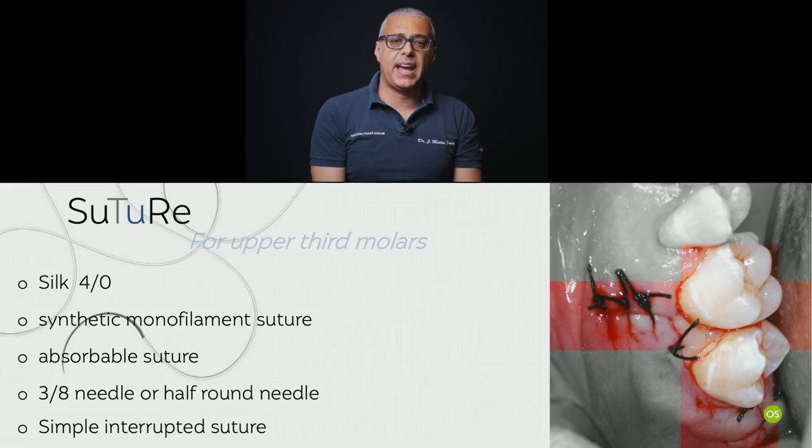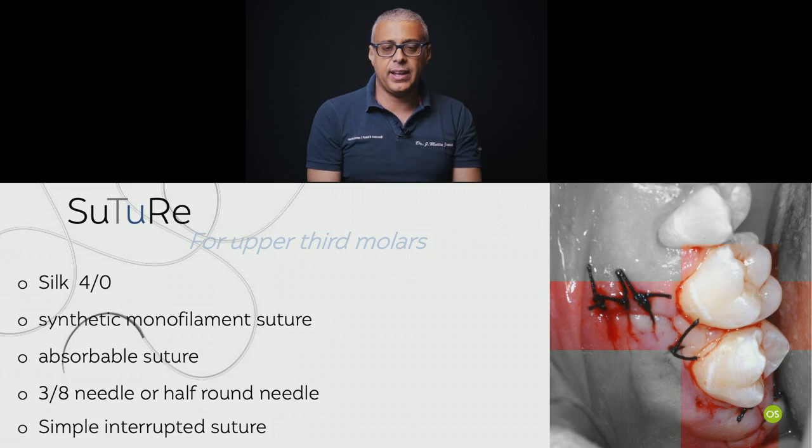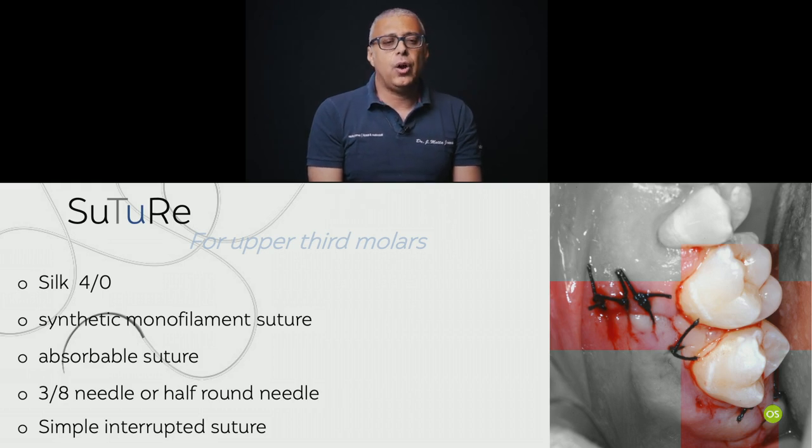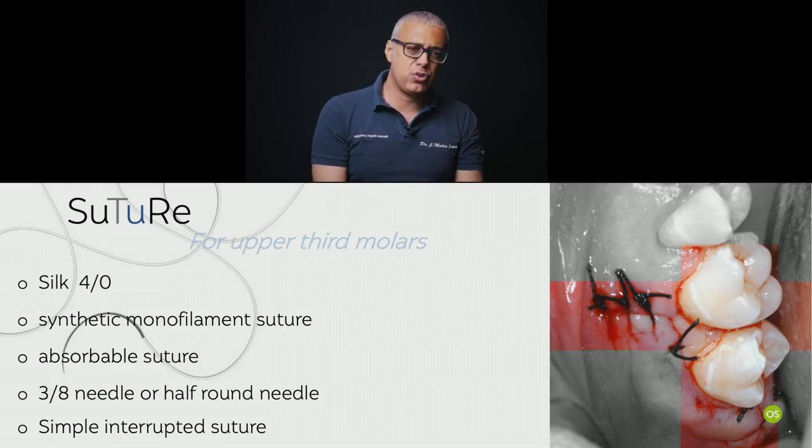After we have performed our tooth sectioning, we perform our extraction using elevators and levers, and we then have to clear the alveolus, the extraction socket, with a surgical curette or with Lucas spoons, and then we can close our wound with a suture.